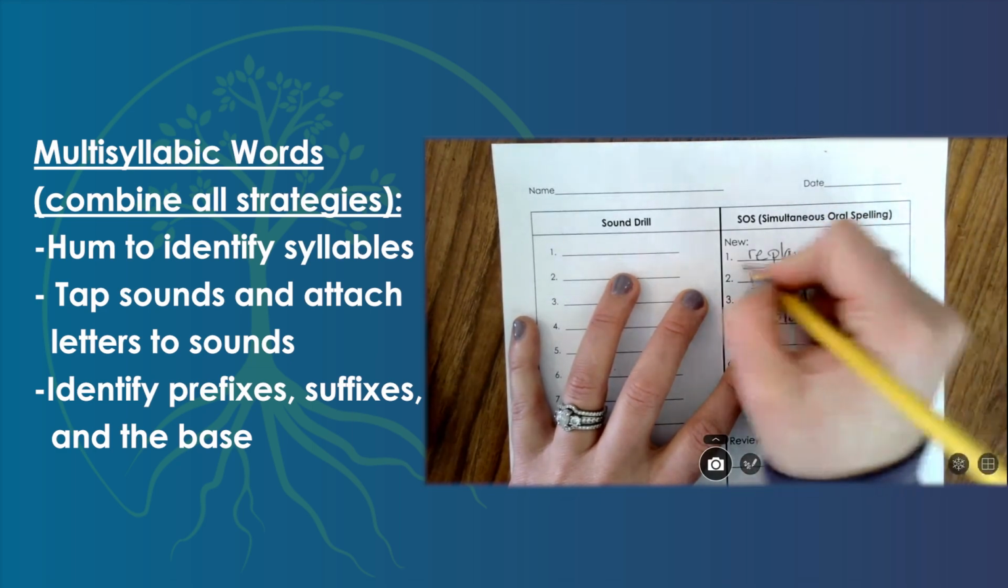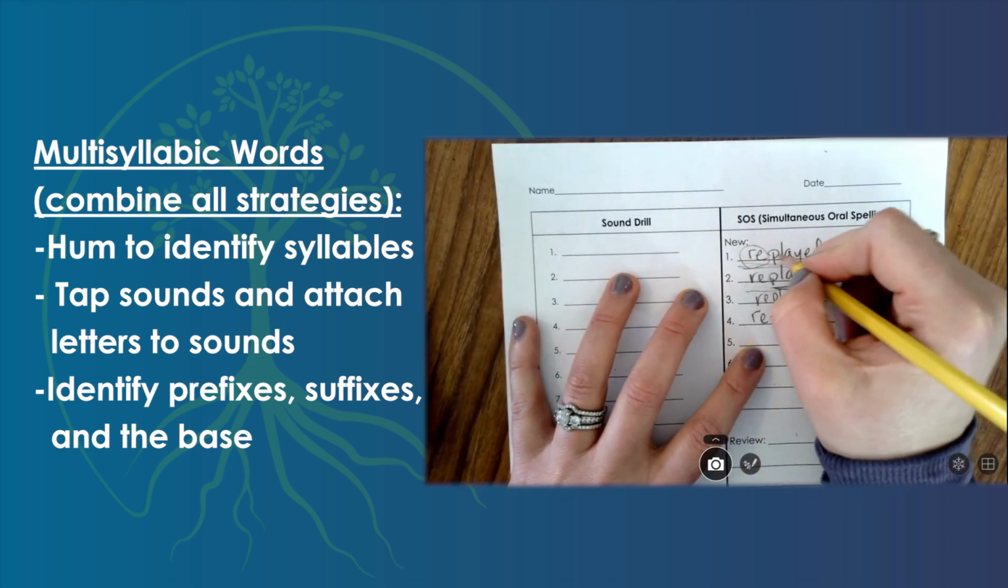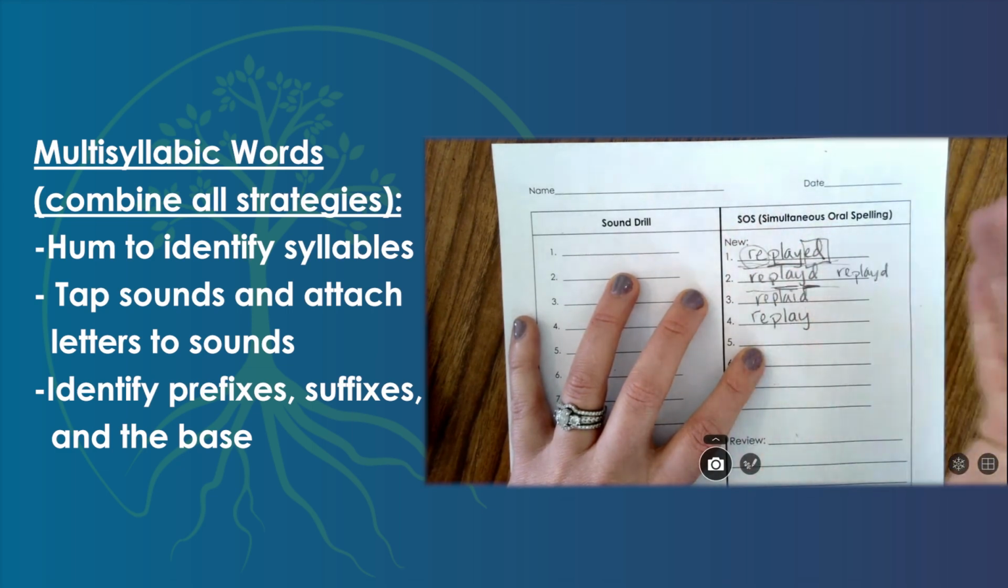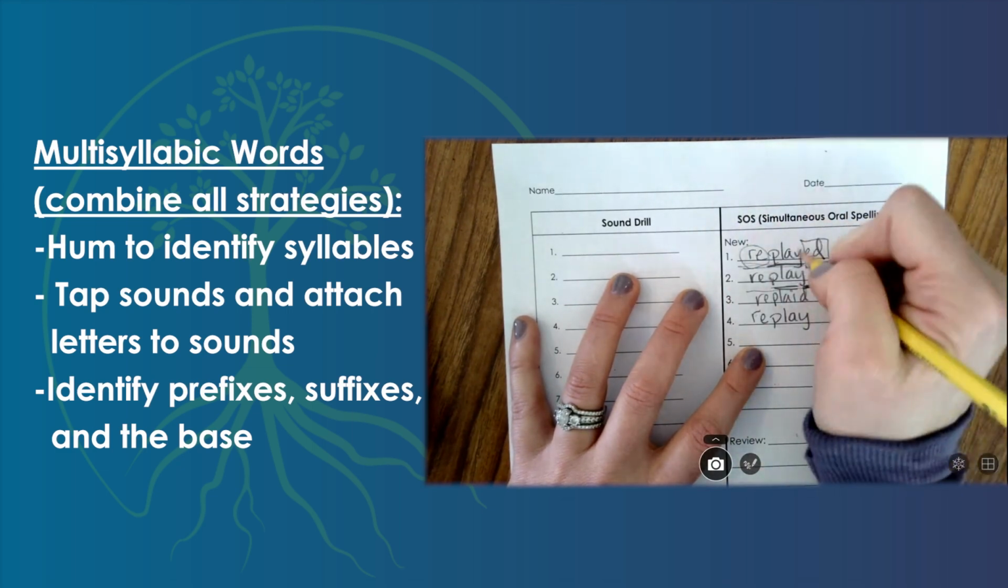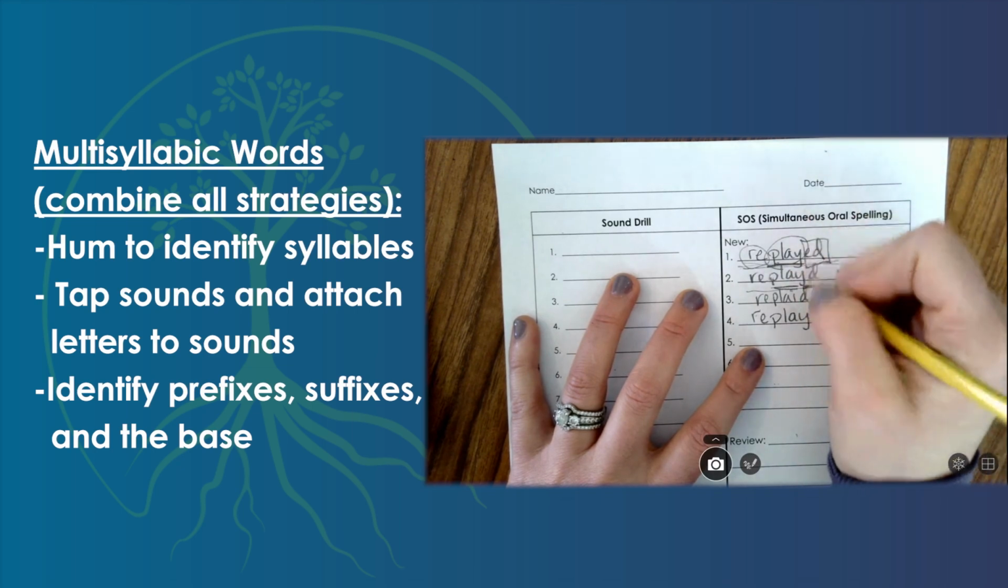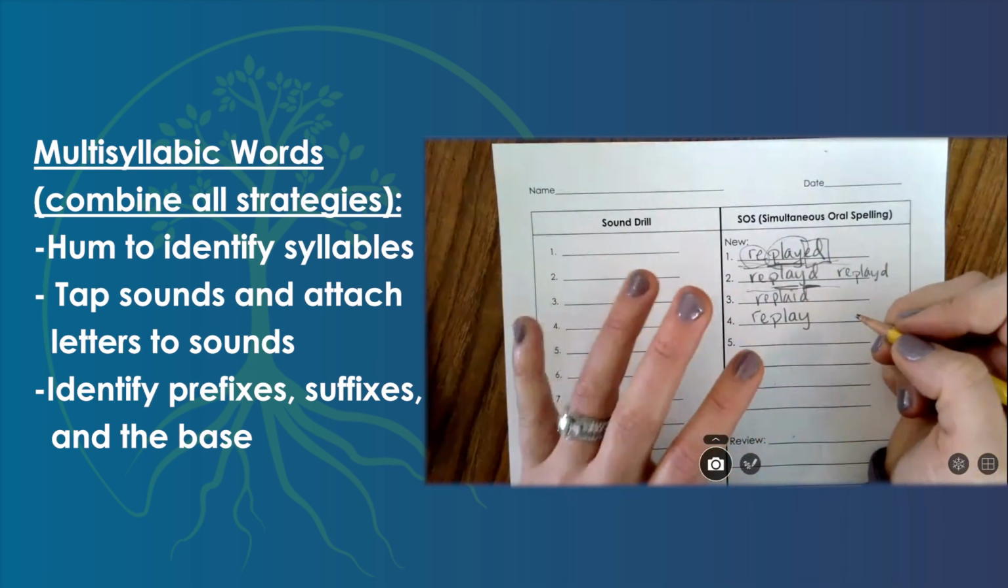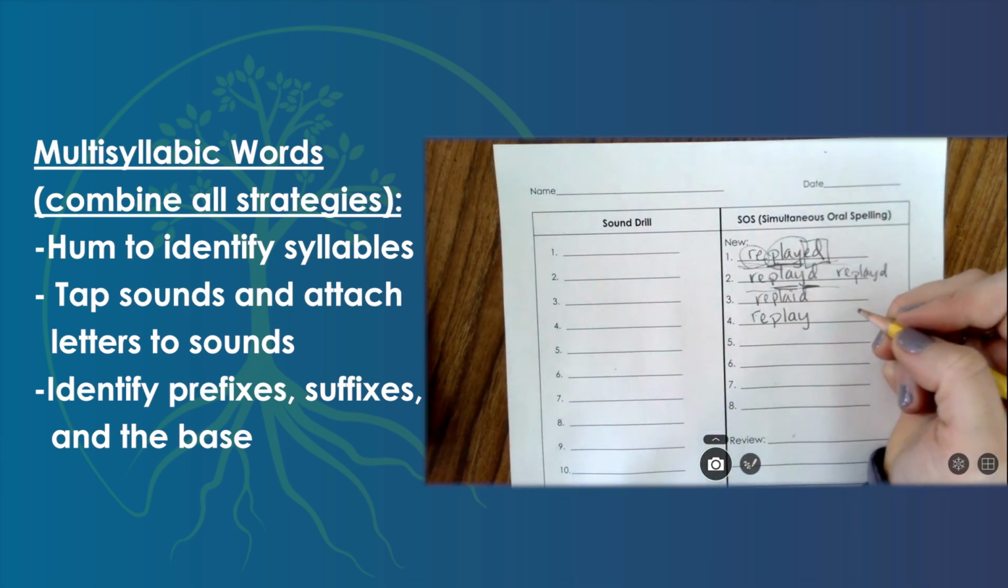So the best way to do replayed, we see clearly we have the prefix, we have the base, and we have the suffix. So if we break it down like that for them, it's going to work out great. And play is phonetic, P-L-A. So if they struggle with that, they can tap the sounds and attach the letters.